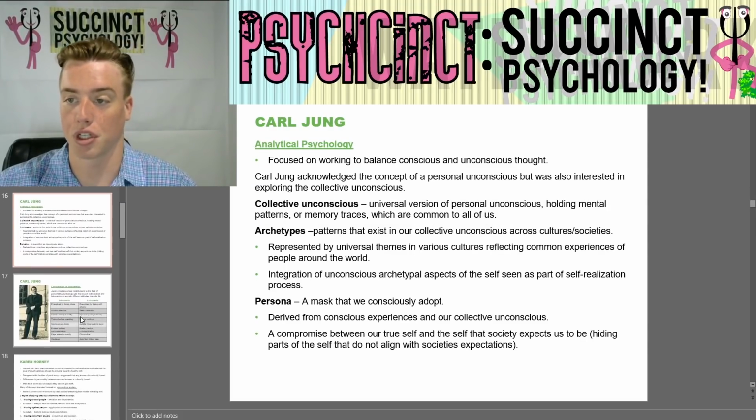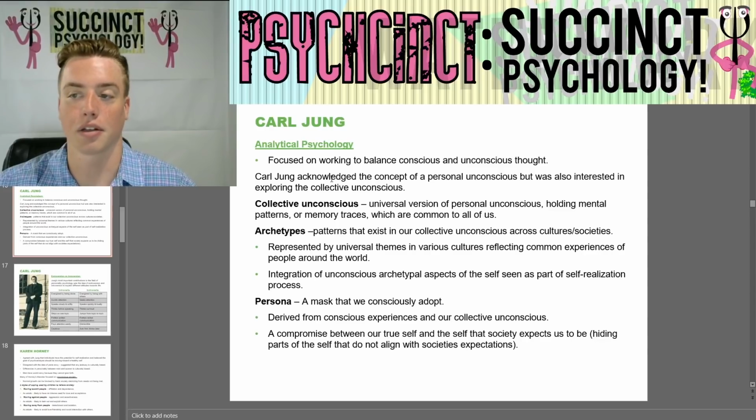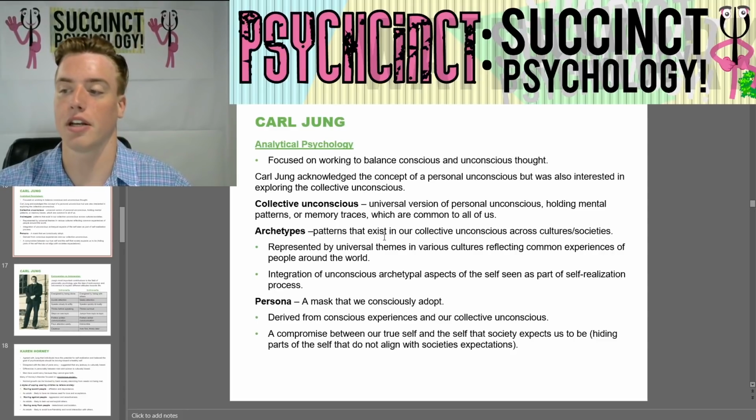Going on, we have Carl Jung. He did analytical psychology, which focused on working to balance conscious and unconscious thought. Carl Jung acknowledged the concept of a personal unconscious, but was also interested in exploring the collective unconscious. Now, collective unconscious is a universal version of personal unconscious, holding mental patterns or memory traces which are common to all of us. And then there are archetypes, patterns that exist in our collective unconscious across cultures and societies.